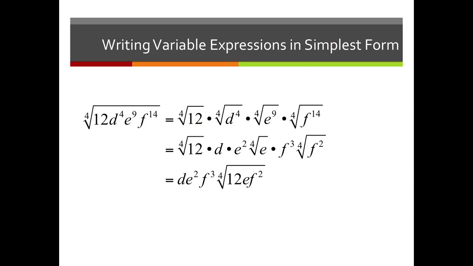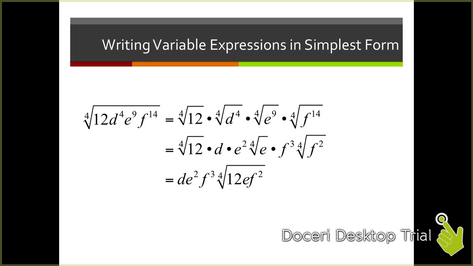And so my final answer ends up being d e squared f cubed out here in front of the radical, and then the fourth root of 12e f squared is the other piece of it. That's the part that has to stay inside of the radical.